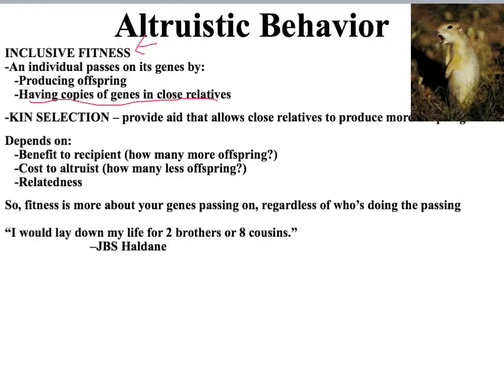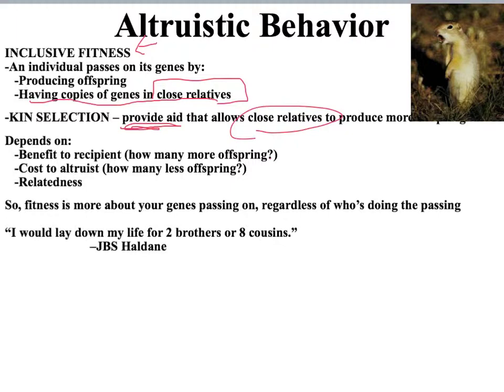And how does that result in fitness for the altruist? Well, the viable fertile offspring of close relatives are going to be sharing some genes with the altruist. And that's why it's beneficial to only do these behaviors for very close relatives. The closer the relative, the better. Now this brings us to the concept of kin selection. So kin selection just talks about that altruistic behavior, that aid that's being provided so that the close relatives can produce more offspring.